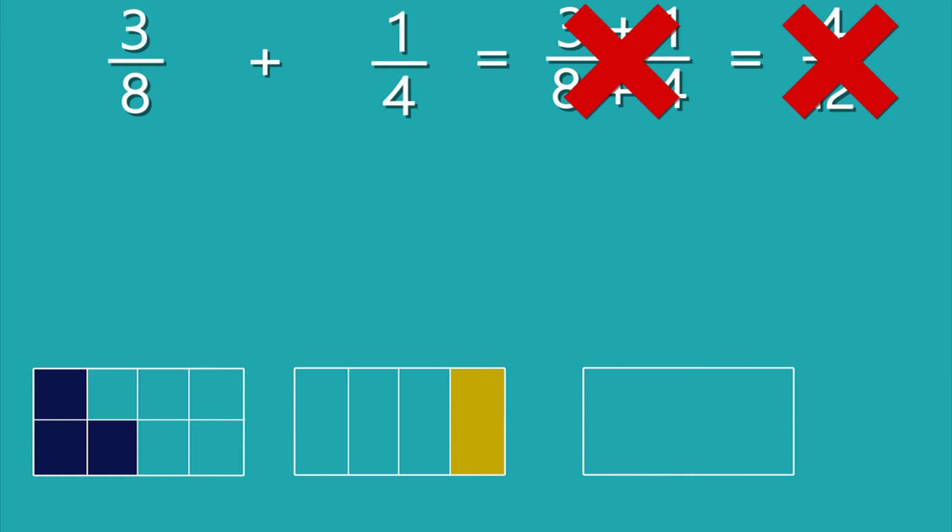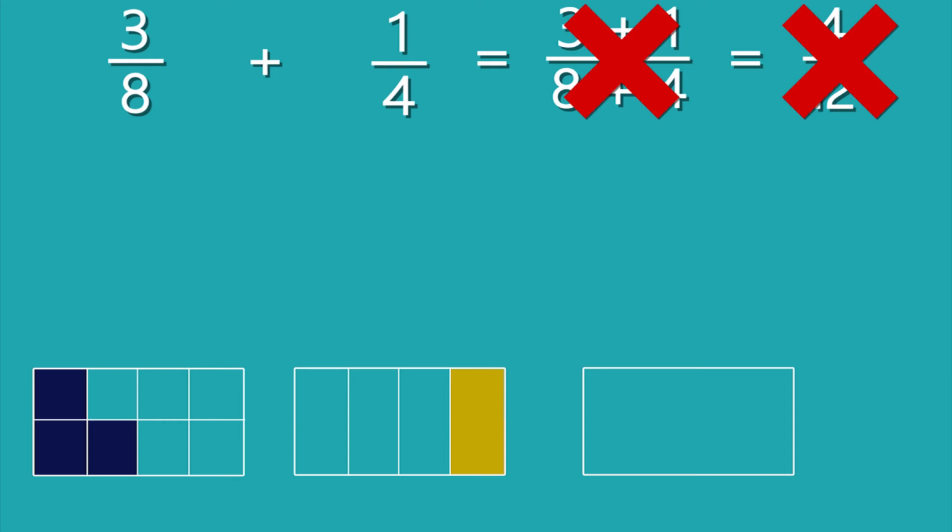Now, what we want in order to add these, as we had in the previous 2 examples, is to have our rectangles divided into the same number of squares. So in the first example, they were both quarters. In the second example, they were both 8s. Now here we've got one shape in 8s and one shape in quarters, and we need to do something about this.